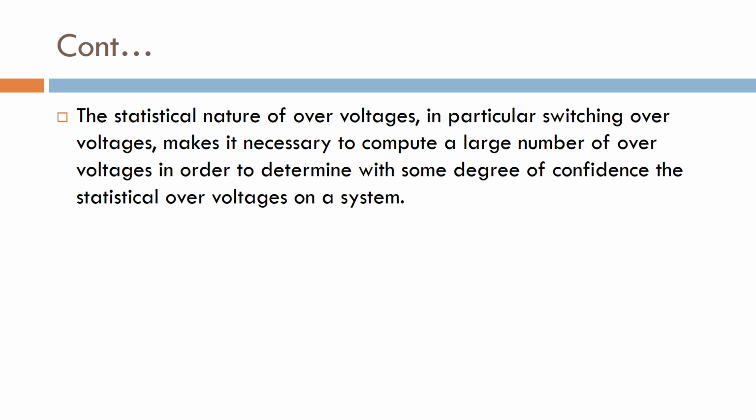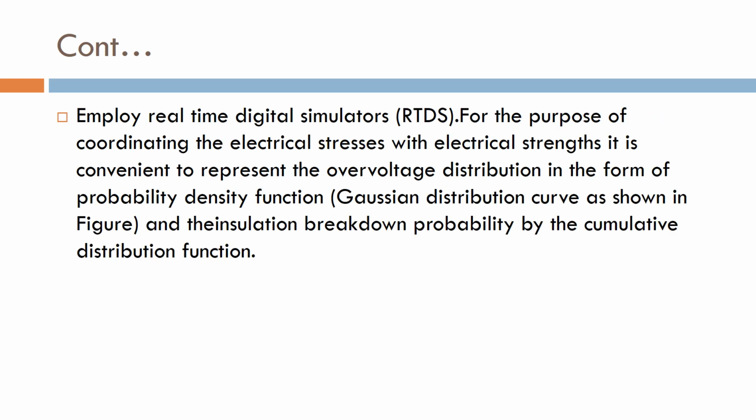The statistical nature of over voltages, in particular switching over voltages, makes it necessary to compute a large number of over voltages in order to determine with some degree of confidence the statistical over voltage on a system. Employ real-time digital simulators for the purpose of coordinating the electrical stress with electrical strength. It is convenient to represent the overvoltage distribution in the form of a probability density function.